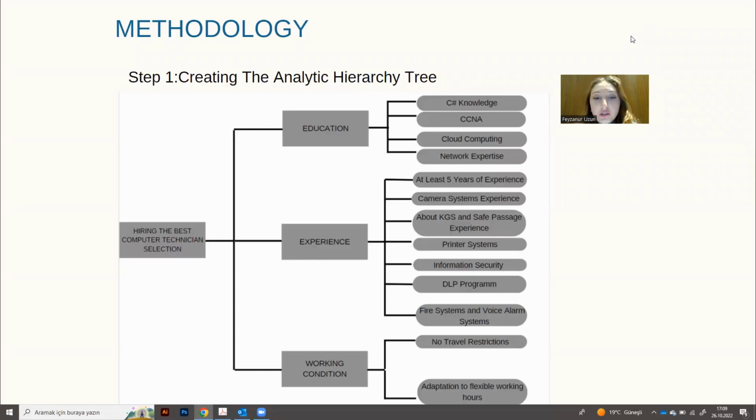Let's look at the methodology part. The first step is creating the analytic hierarchy tree. At the top of the tree, the purpose is written. Our aim is hiring the best computer technician. And then we write the three main criteria: education, experience, and working condition. Then we determine with the IT department, according to their needs, the sub-criteria such as C# knowledge, CCNA knowledge, at least 5 years of experience, or no travel restriction.